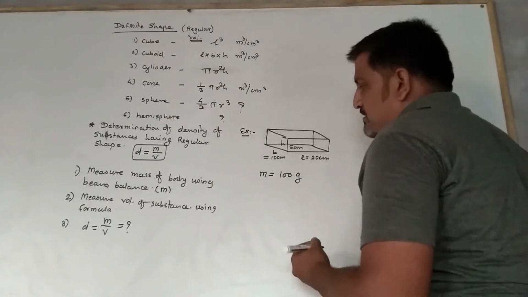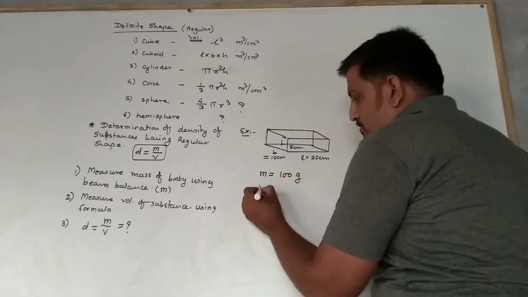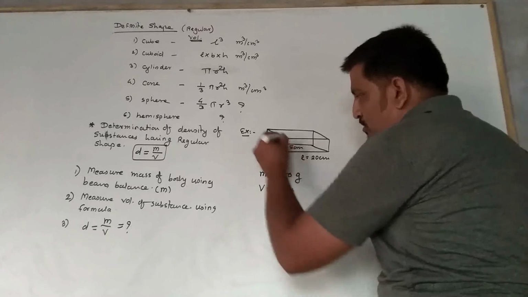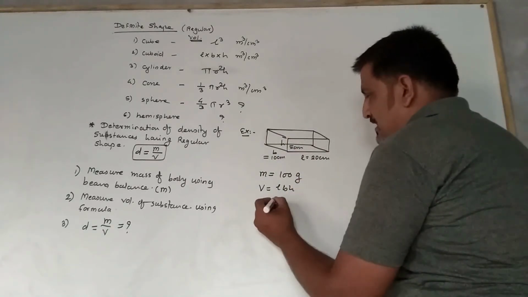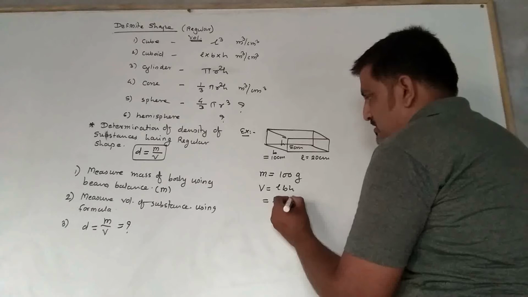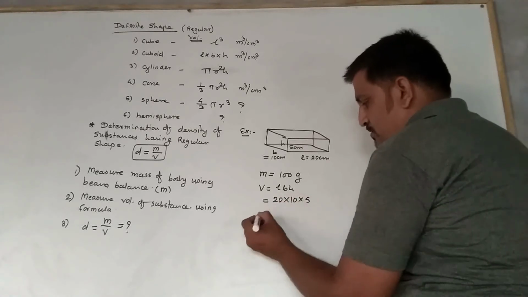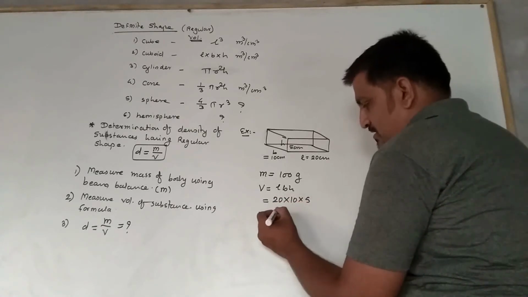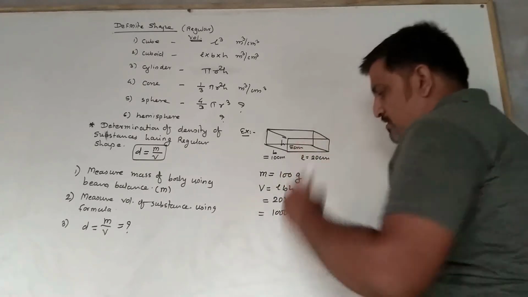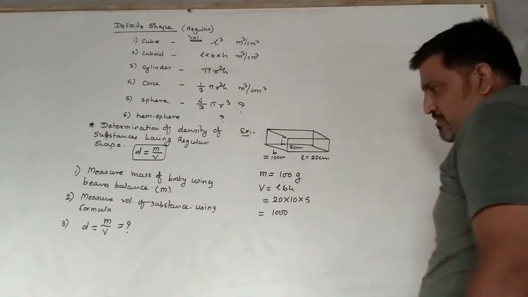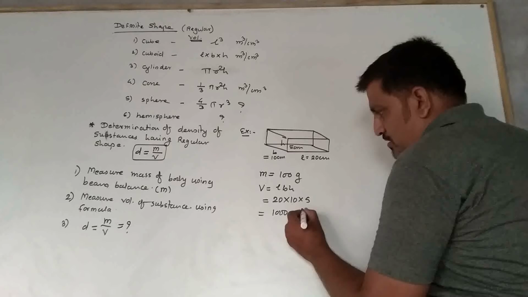Next is what to find? Volume. Volume is LBH here, because this is a cuboidal shape. So LBH, what is that? L is 20, B is 10, and this one is 5. 20 × 10 is 200, 200 × 5 is 1000. So this is 1000 centimeter cube.